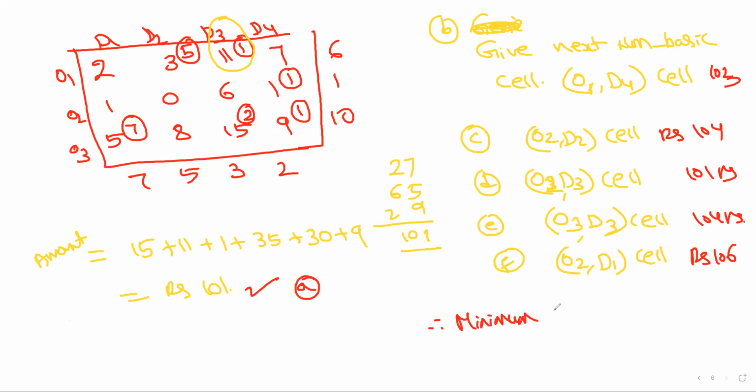Minimum cost of transportation. How much we got? 101 rupees. That's all. So very simple.